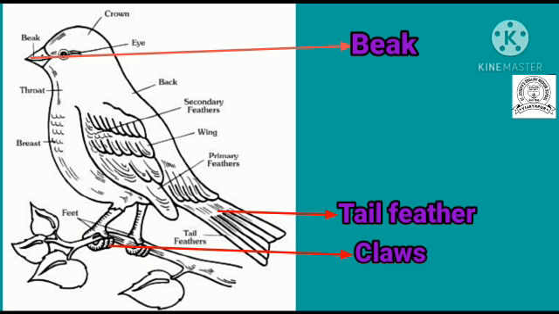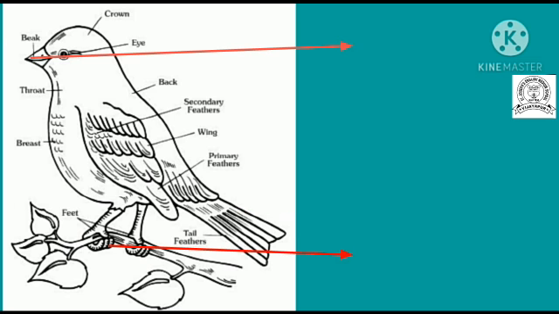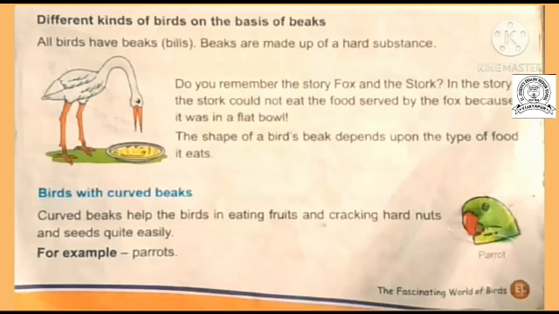So next part of the lesson, I will read first of all and then I will explain. So the next part, listen. Different kinds of birds on the basis of beaks. All birds have beaks. Beaks are made up of hard substance.